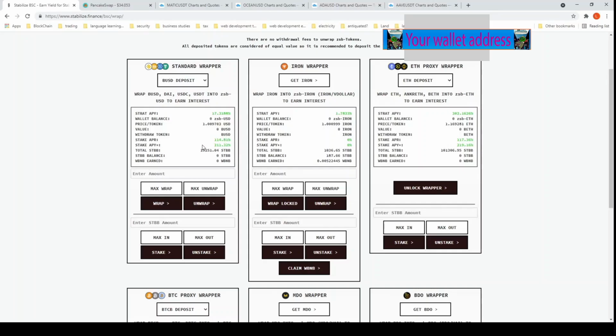Second portion here on the wraps page, which is the STBB stake to earn WBNB. So now I have a full circle rewards pattern based on arbitrage, which will be heavily rewarded through differences in price and volume. So yeah, hopefully you get some good stuff.